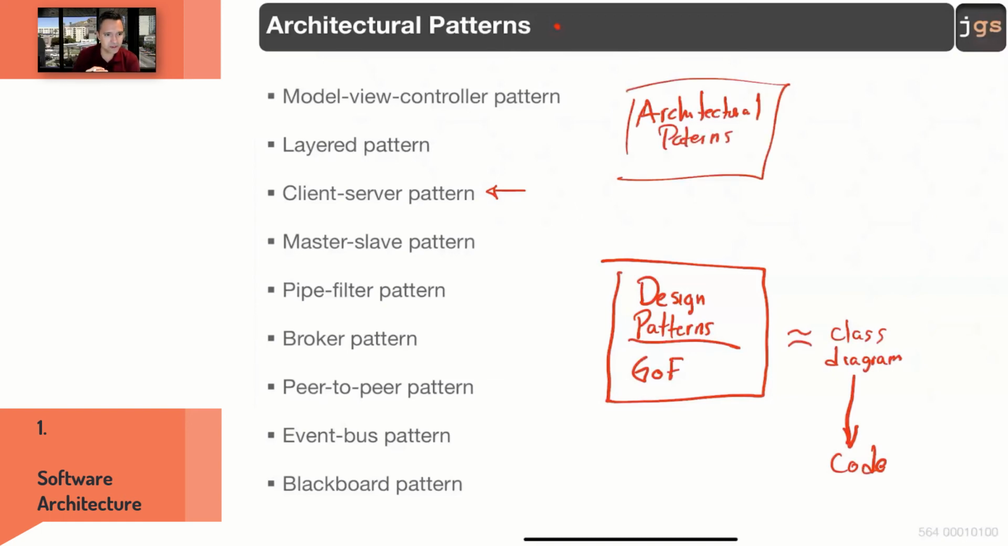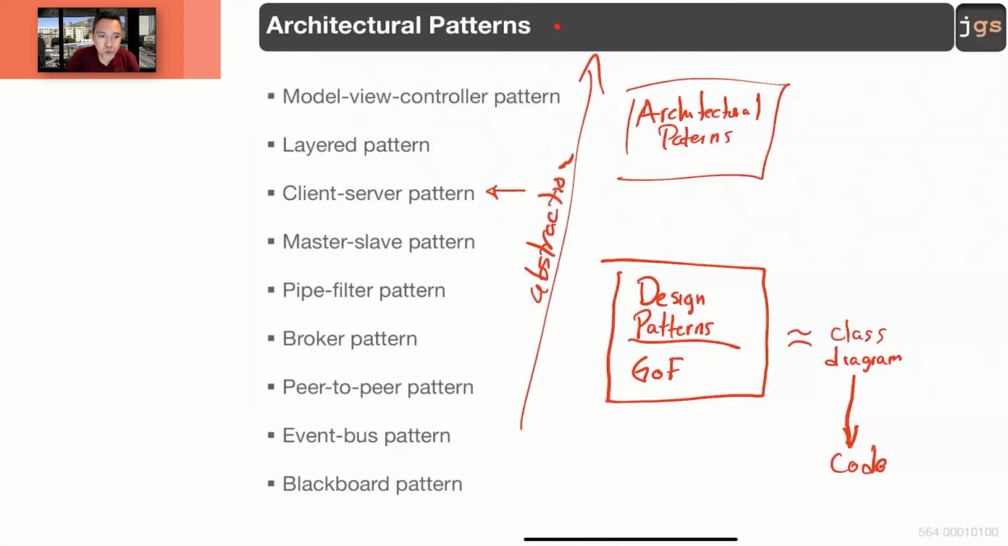architectural patterns. They are above in abstraction. What I put below and above is all about more or less abstraction level. These architectural patterns do not have a class diagram like the design patterns. We are not going to mention one of these names and have it be equal to a class diagram. That is not what is going to happen.